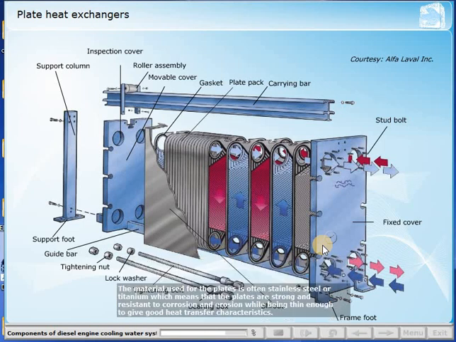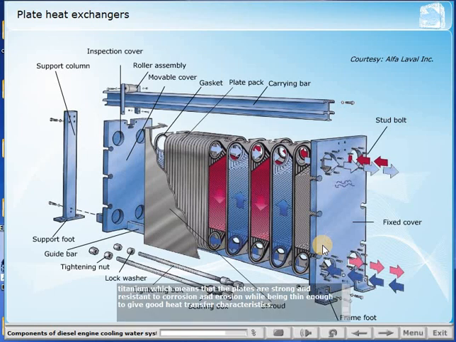The material used for the plates is often stainless steel or titanium, which means that the plates are strong and resistant to corrosion and erosion, while being thin enough to give good heat transfer characteristics.